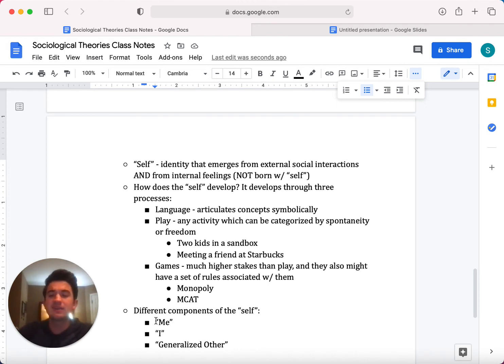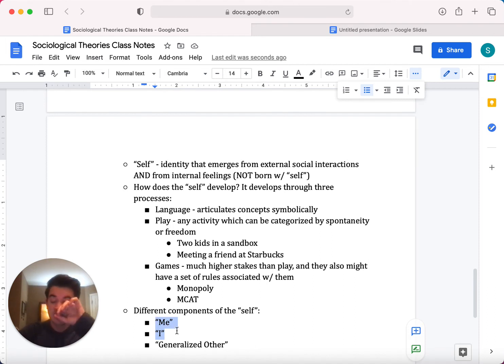When I differentiate between the I and the me, which are two different components of the self, I think of them in grammatical terms. I is a pronoun in the English language. Me is also a pronoun in the English language. So we have two pronouns here.